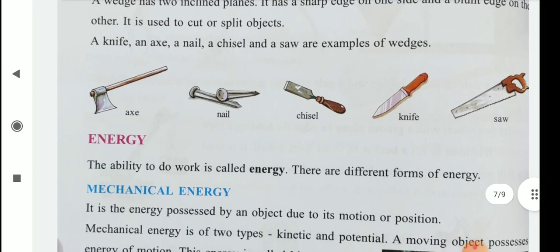Okay. Now you see children, energy. So what is energy, children? The ability to do work is called energy. There are different forms of energy.